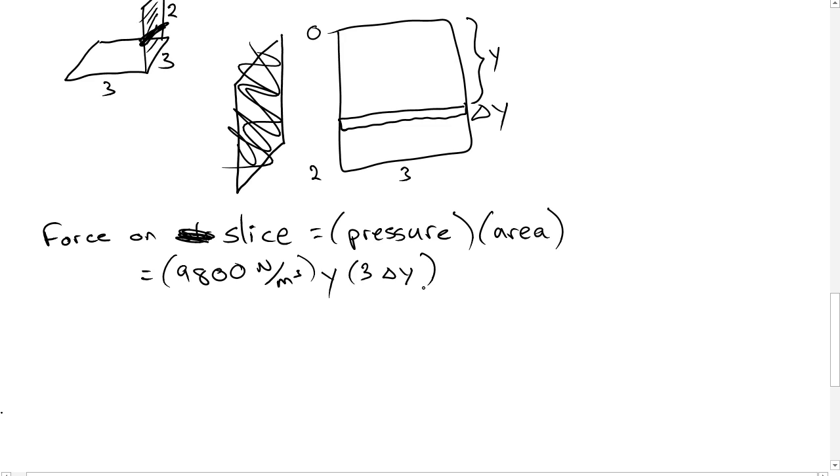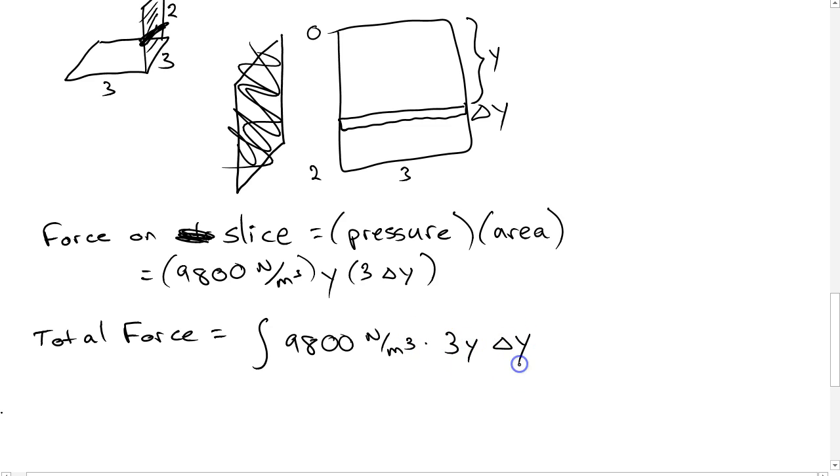Now, of course, if I want the total force, I just need to add up all the forces on all the pieces. So the total force, or sometimes this is called the net force, is going to be the integral, that means add everything up, of the force on each piece. So 9,800 newtons per meter cubed times 3y delta y. Okay, where am I integrating to and from? Well, where can I have a slice? Anywhere between y equals 0 and y equals 2. I integrate from 0 to 2. Always, where can I have a slice?